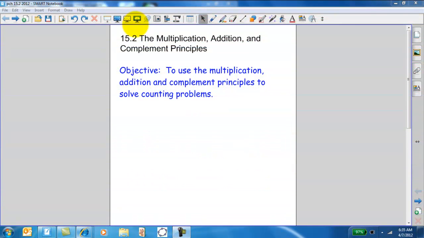Hello, pre-calc honors students. Here with 15.2, the multiplication, addition, and complement principles, and we're going to use these to solve counting problems. This is an essential skill for when we get to probability in chapter 16, because that's how we're going to determine probabilities.